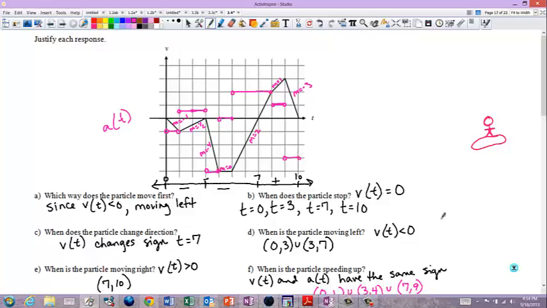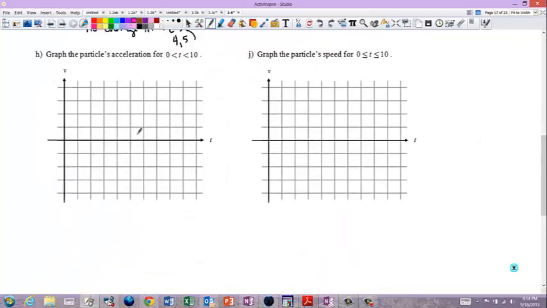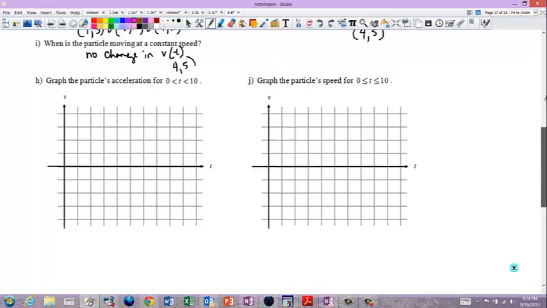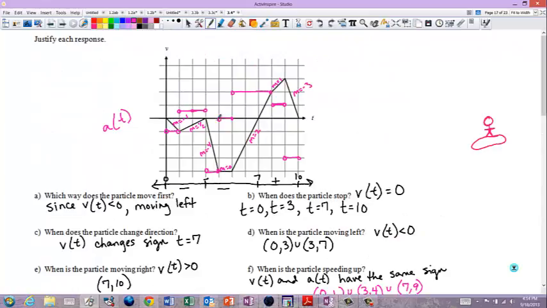So you would copy that graph down there, the acceleration graph. And remember, you need to have open circles because there are pointy places, so the derivative doesn't exist, so you can't close your circles in.